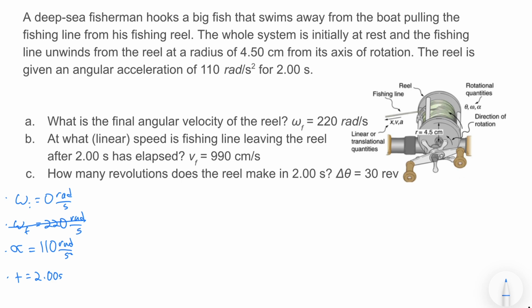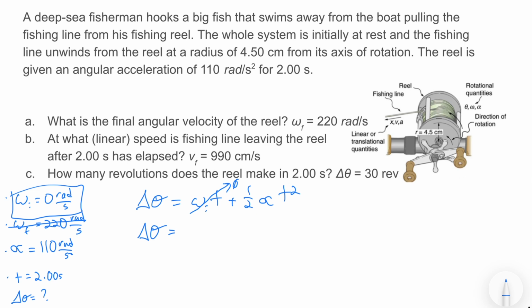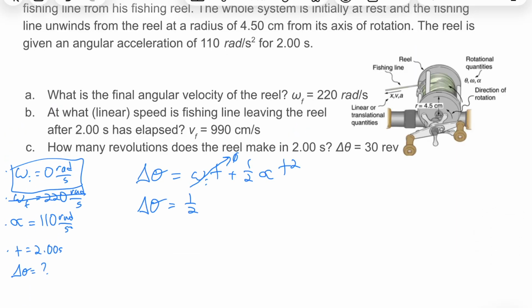If we use those initial three and try to find our delta theta, then the equation that relates those variables is that our delta theta, or rotation angle, equals our initial velocity times time plus 1/2 times our angular acceleration times time squared. If we get rid of any terms that are 0, our initial velocity was 0, so this whole term ends up being 0. That gives us an equation that says our rotation angle equals 1/2 times our angular acceleration times t squared.